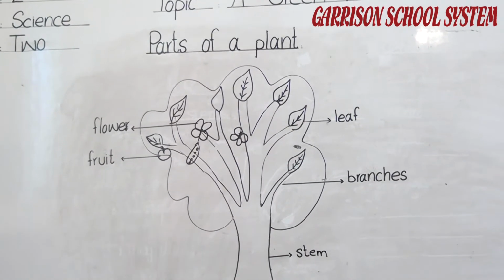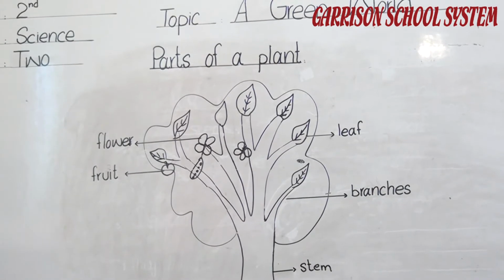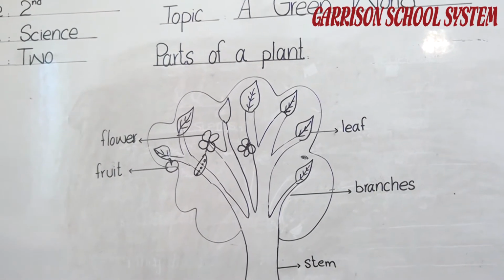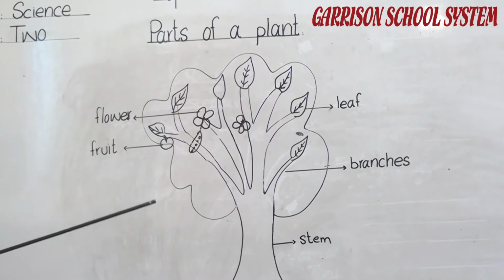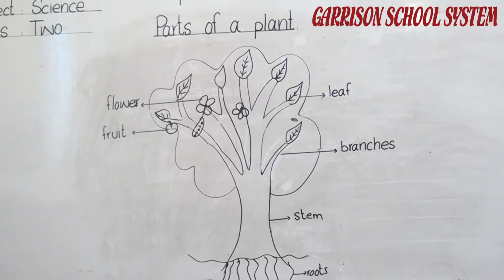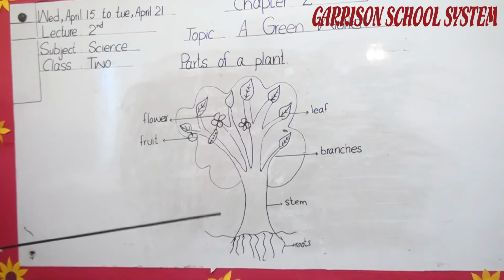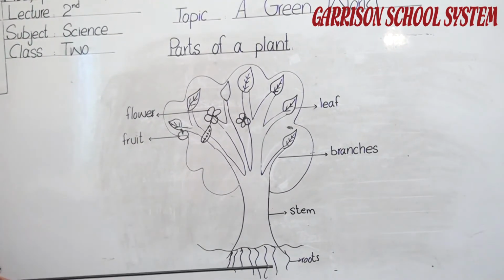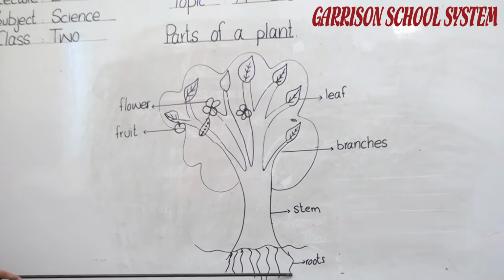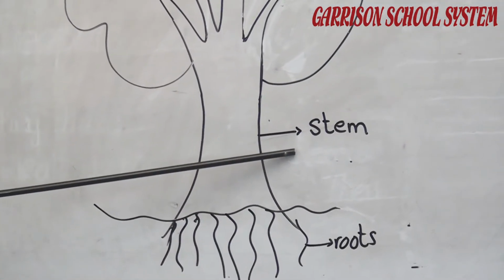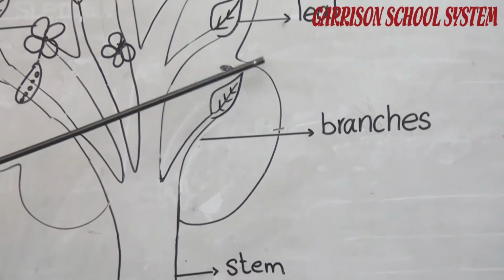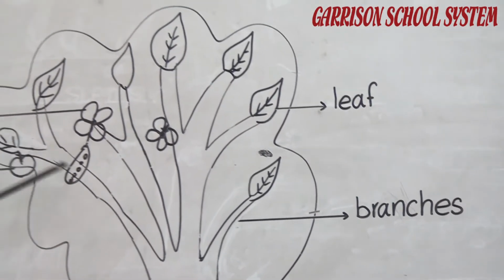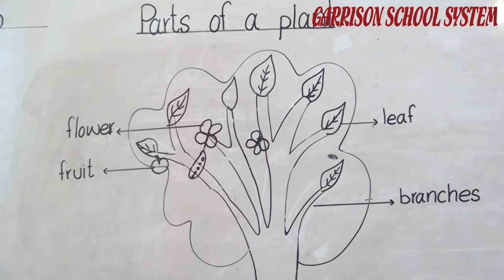The second topic of this chapter is parts of a plant. You can see different types of plants. Every plant has some body parts. These are called the parts of a plant. For example, you can see here roots. The second part is stem. Next, after the stem there are branches. There are leaves on the branches, flowers and fruit.